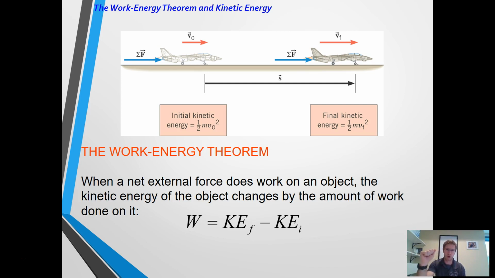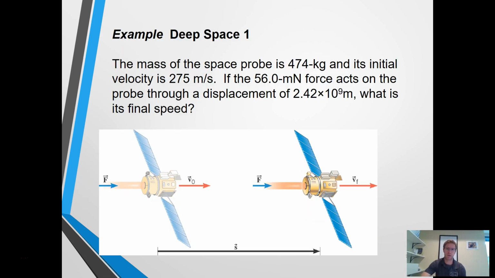So work, what does it do? It causes a change in kinetic energy. Work being done on an object results in a change in its kinetic energy, and the amount of work being added is equal to the amount of kinetic energy change that the object experiences. So if you're doing positive work, it will gain kinetic energy. If you do negative work, it will lose kinetic energy. So again, work is equal to change in kinetic energy. Very powerful. We're going to be using this a lot, so get used to it and let me know if you have any questions on it.